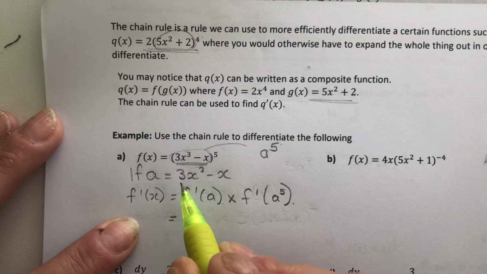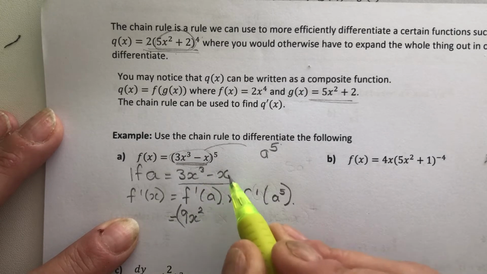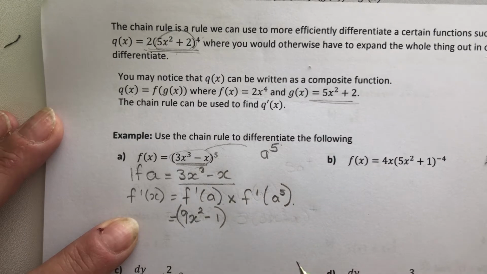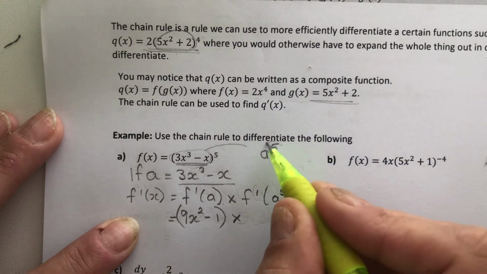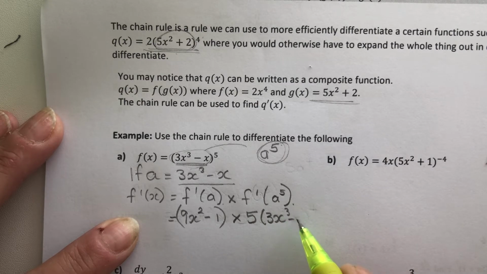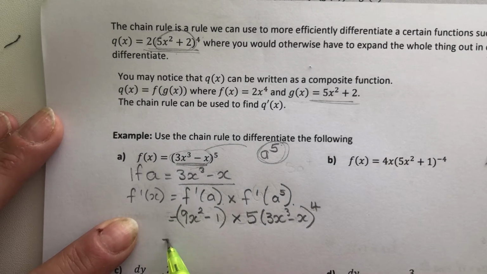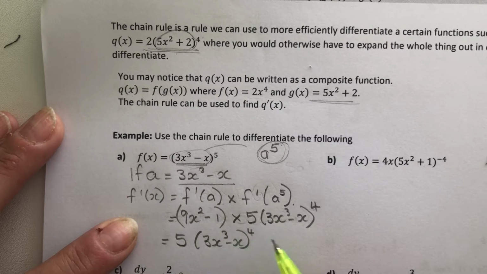So if we differentiate A, this being A, we're going to go 3 3s are 9. X, I'm going to take off 1, so that becomes 9x squared, and of course x by itself just becomes 1. And we're going to multiply that by, differentiating this, 5. But I'm not going to put A, I'm going to actually put this straight back in because you guys can do that. 3x cubed minus x to the power of 4. And then to write that a little bit nicer, we're just going to go 5 bracket 3x cubed minus x to the power of 4, 9x squared minus 1.